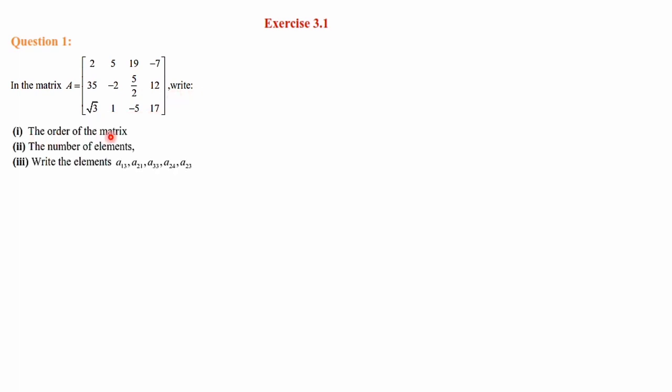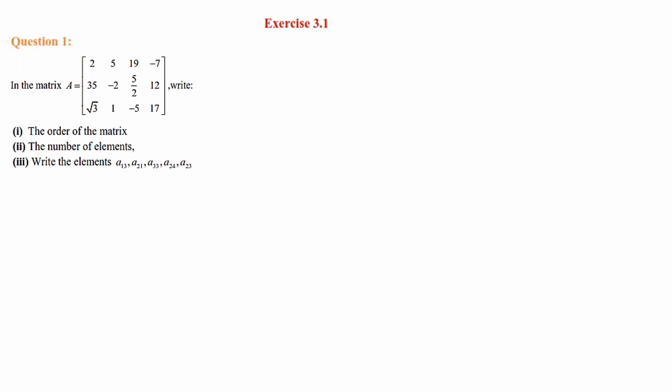First question from exercise 3.1. In the matrix A is equal to matrix 2, 5, 19, minus 7, 35, minus 2, 5 by 2, 12, root 3, 1, minus 5, 17. We are asked to write the order of the matrix, the number of elements, and write the elements A13, A21, A33, A24, A23. So here, first of all, the order of the matrix.